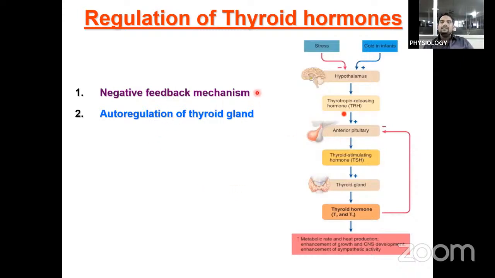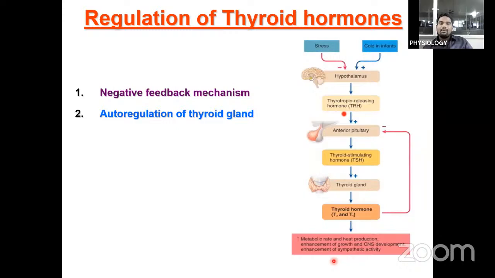What happens? This negative feedback mechanism occurs with the help of the coordination of your hypothalamus and your anterior pituitary hormones. Now, if there is a requirement of thyroid hormone, the anterior pituitary gland will stimulate thyroid stimulating hormone. This thyroid stimulating hormone sends the information to your thyroid gland. It will stimulate the thyroid hormones T3 and T4 that reach your bloodstream.